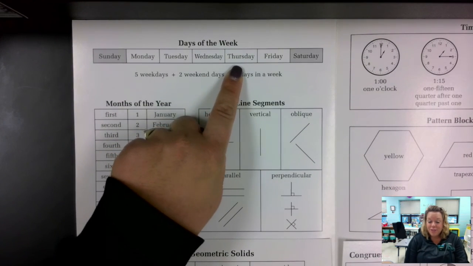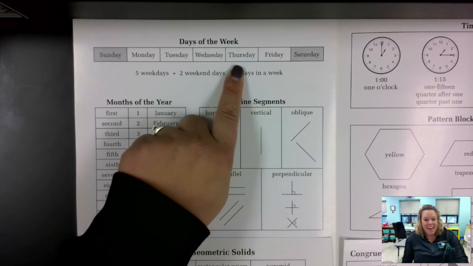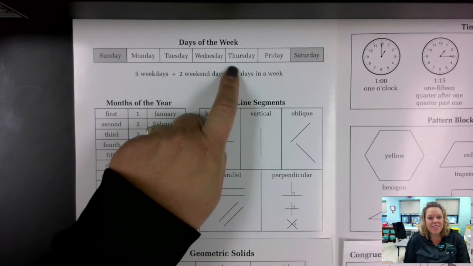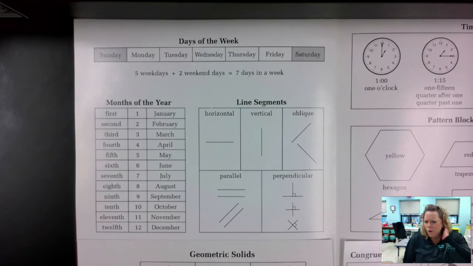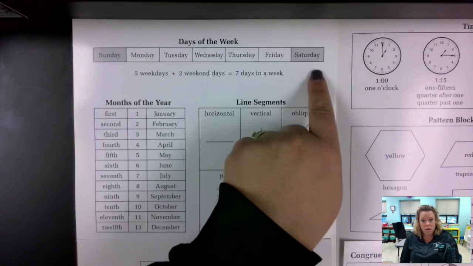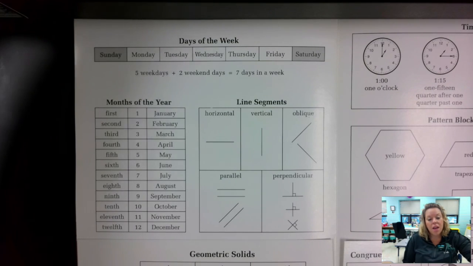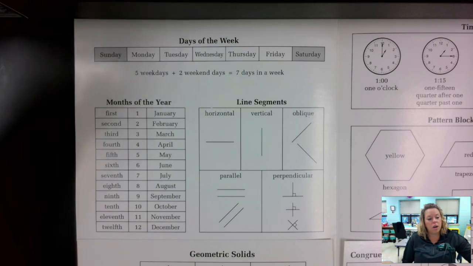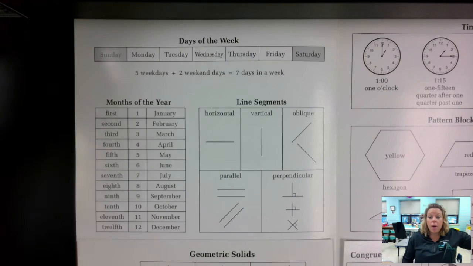What would be the fifth day of the week? Thursday, right, Throwback Thursday. Remember we've talked about that, getting old pictures out, looking at old memories. Throwback Thursday. And what would the last day of the week be? The last day of the week would be Saturday. And we use our calendar when we are going to talk about this all the time.